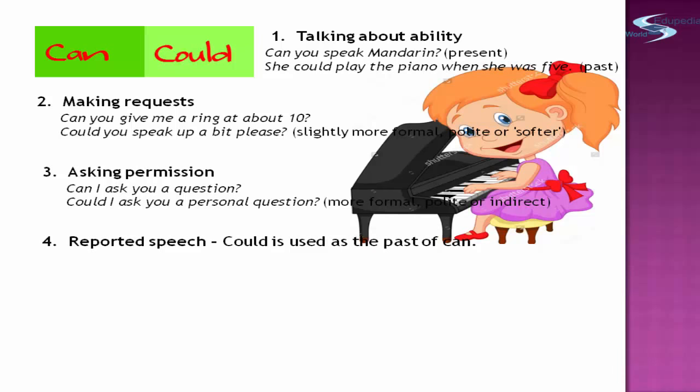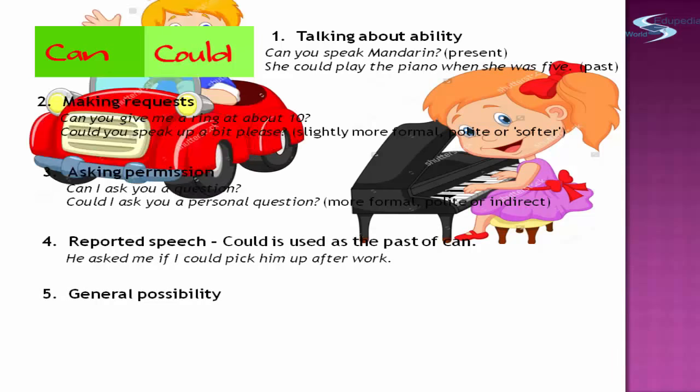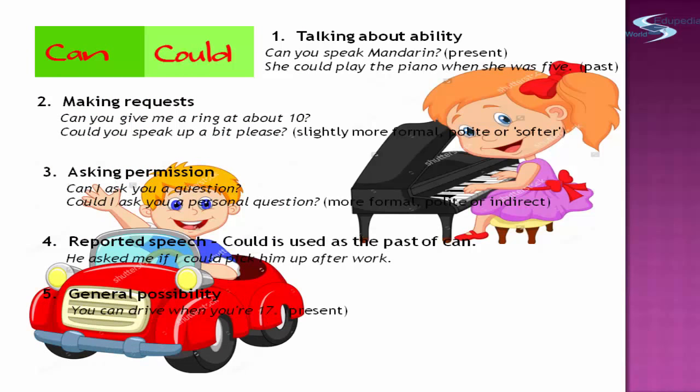Okay. The fourth one is reported speech. Could is used as the past of can. He asked me if I could pick him up after work. The fifth is that can functions for general possibility. You can drive when you're 17.